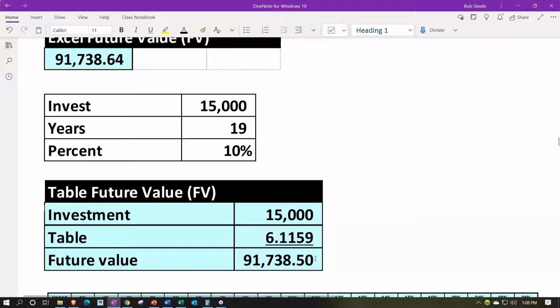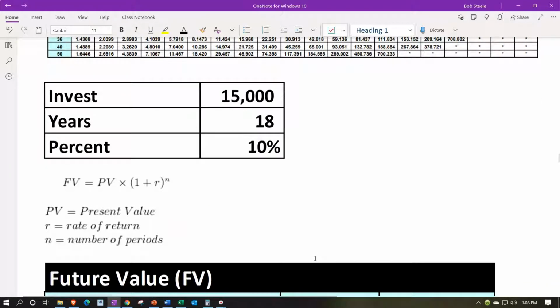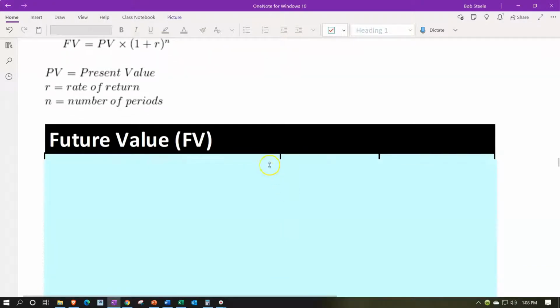91,738.50, a little bit different due to rounding. Same scenario we have seen in the past there. Let's do this again. This is not compounding, still one more time on the present value in years. So we're going to say the calculation here.